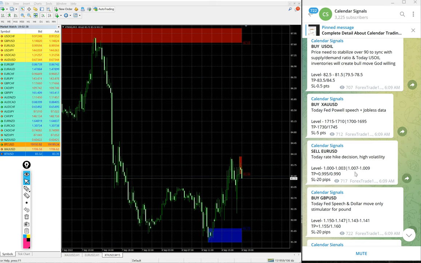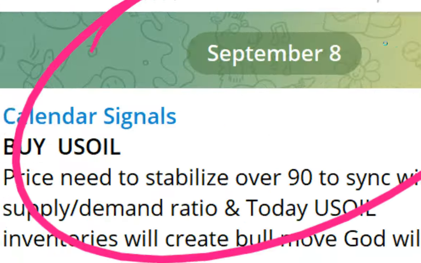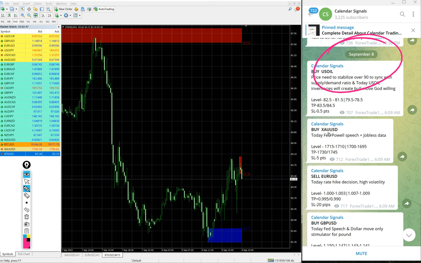Today we are going to show you the performance of today's calendar signal. Today is September 8. The date pops up here, you can see September 8. And today we gave these signals: buy USOIL, buy XAUUSD, sell EURUSD and buy GBPUSD. These four signals we gave today.